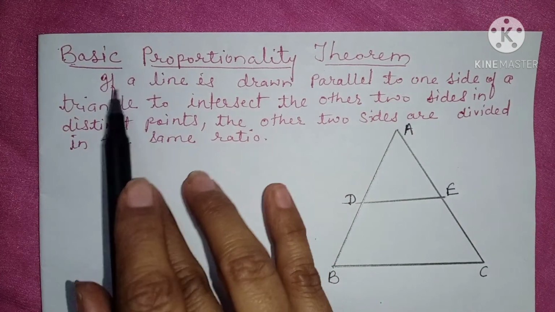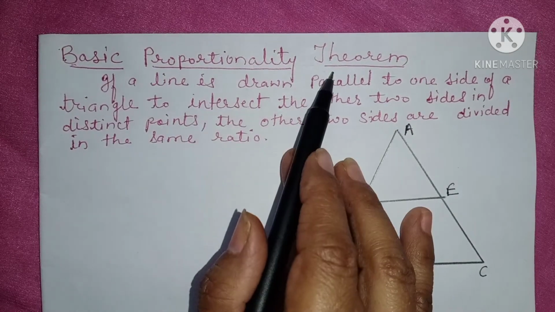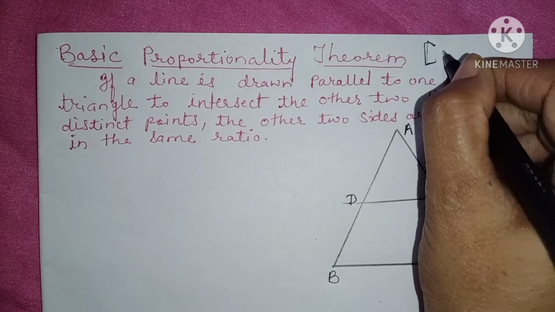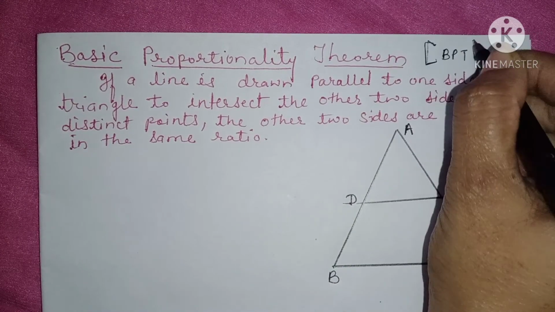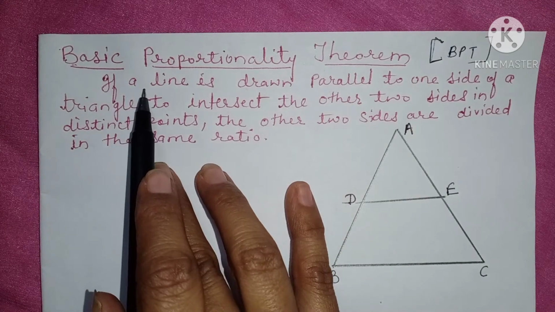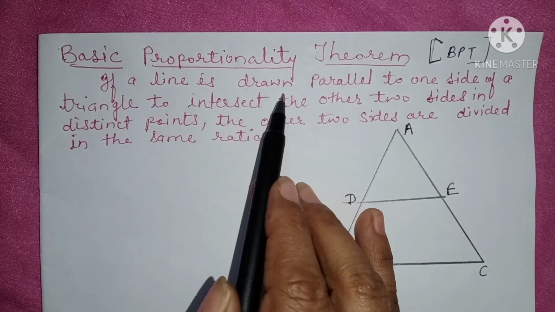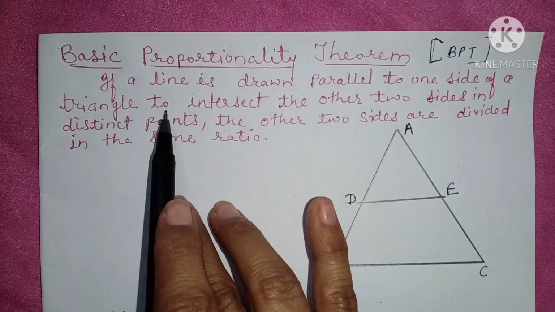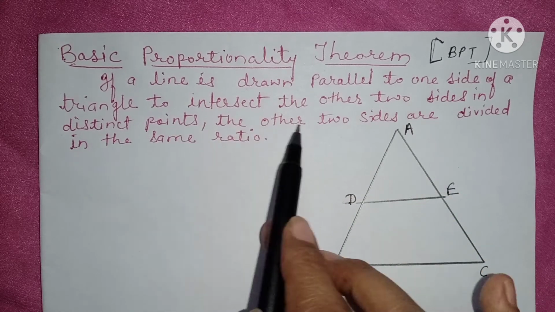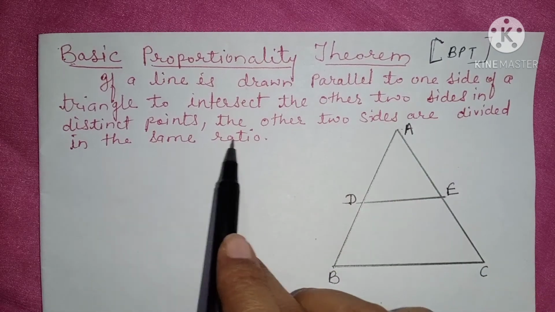Now, what is the theorem? It is known as BPT in short, or it is also known as Thales theorem. Sometimes in the exam they ask you to prove Thales theorem. So don't get confused. It is the same thing. Thales theorem is the same as the basic proportionality theorem. I am reading the statement: if a line is drawn parallel to one side of a triangle to intersect the other two sides in distinct points, the other two sides are divided in the same ratio.